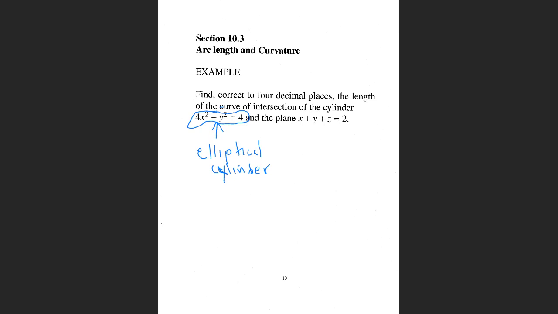And so we want to find the length of the curve of intersection. First of all, we need to figure out what is r of t? What is our space curve? What are its x, y, and z components? Okay, and so let's go ahead to the next page.